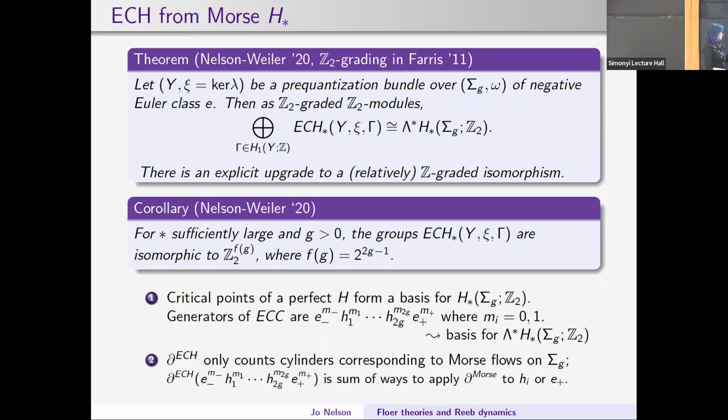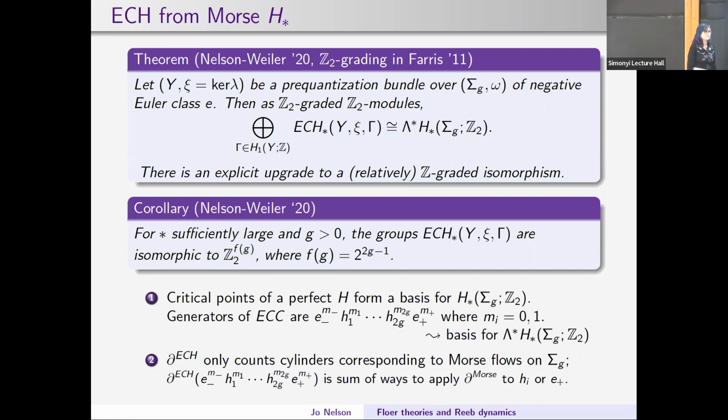And the much harder thing to show is going to be that the ECH differential only counts cylinders, which corresponds to Morse flow lines on the base, because a priori, it could include curves with higher genus, with multiple ends. And so it's kind of a surprise. Well, I don't know if it's a surprise. All these Floer theories always boil down to Morse theory. So maybe in that sense, it's not really such a surprise, but you end up being able to actually say that the ECH differential is just a sum of ways to apply the Morse differential to any of the HIs or E pluses. And so you're just going to count cylinders which project to Morse flow lines on the base.